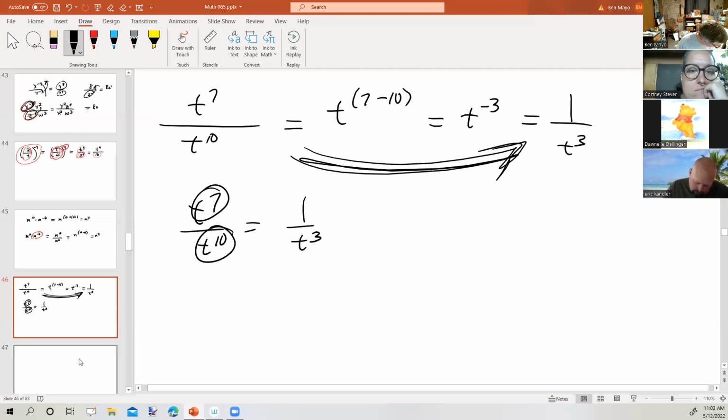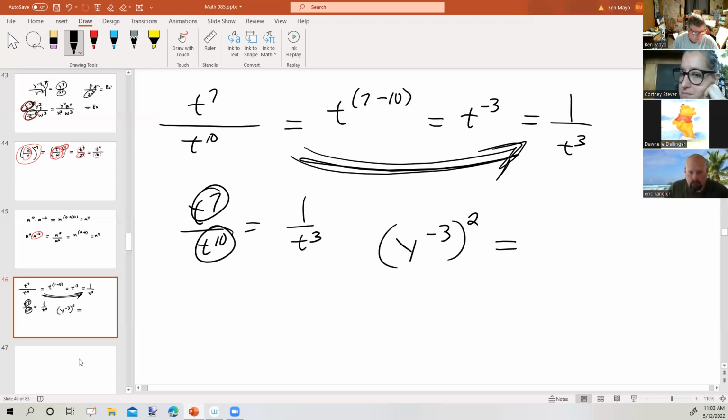Okay, how about this one? y to the -3 power squared. Well, a power raised to a power, you multiply the exponents. Now, what you're not seeing is the directions say, write your answer without negative exponents. That again, whether it says that or not, is always implied. But then this would become 1 over y to the 6th power. That's how we get there.